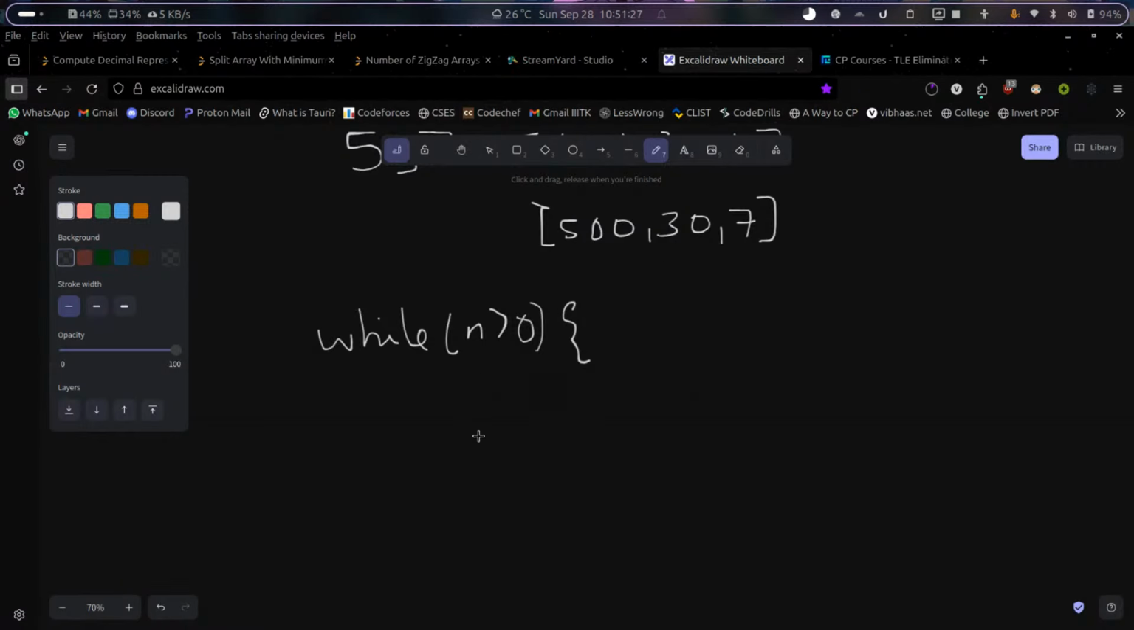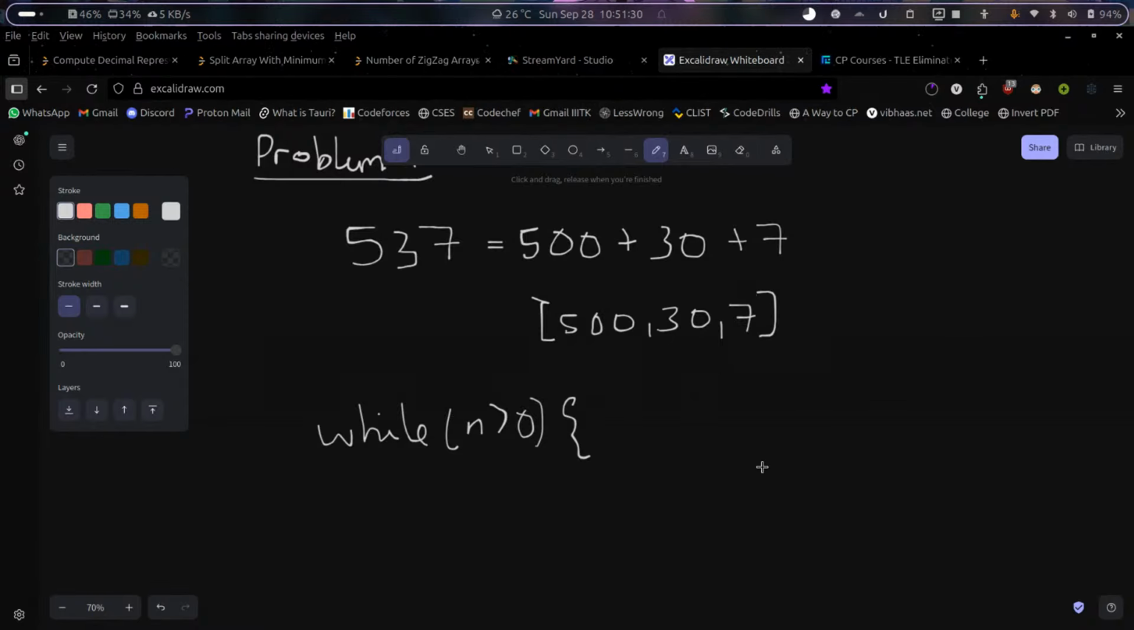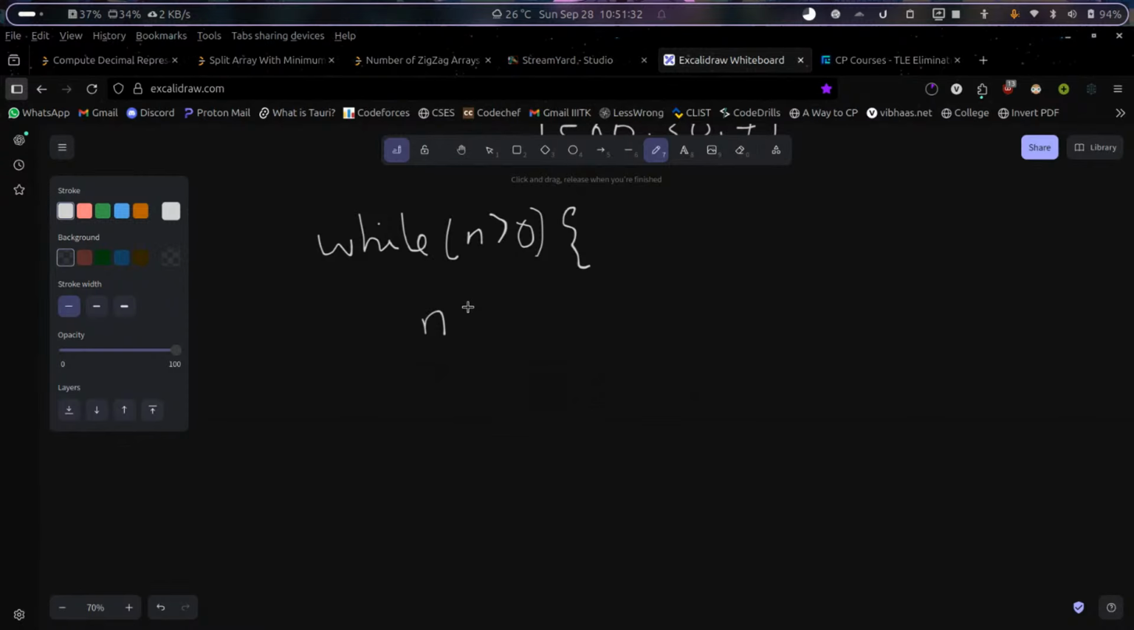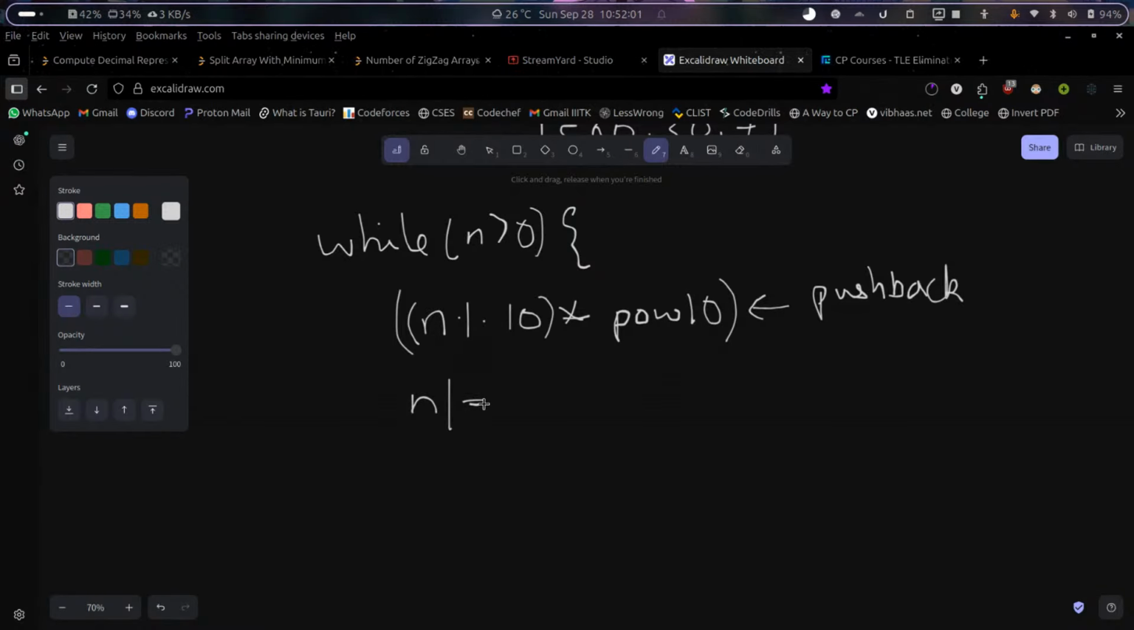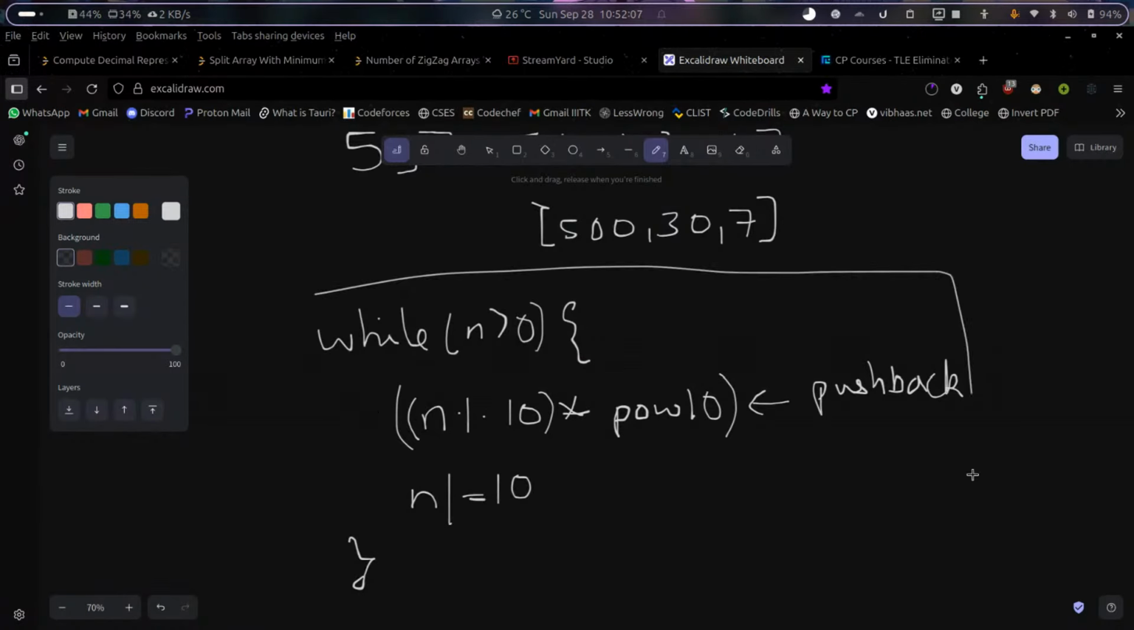And what we can say is basically we'll take our current value will be n mod 10, right? N mod 10 multiplied by whatever your current power of 10 is, right? By your current power of 10. And we can push back this value into our array, right? Push back. So this is how we find all the digits of a number, right? So one by one, we're finding all the digits and we're pushing them back with the appropriate power of 10. And then we can divide n with 10, right?